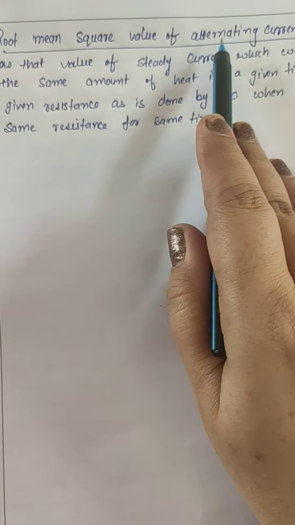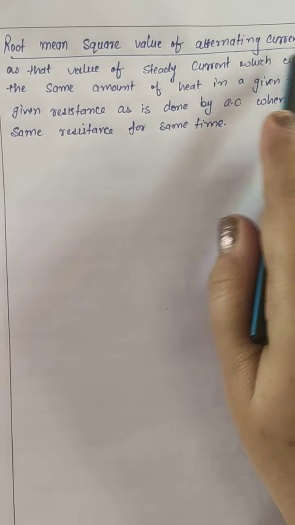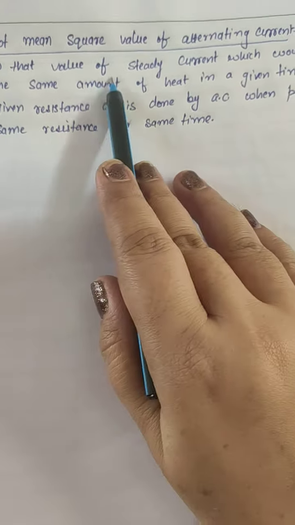Root mean square value of alternating current is that value of steady current which would generate the same amount of heat in a given time in a given resistance as is done by AC in the same resistance for the same time. Now my dear students, if you compare this statement, you will see how easy it is to learn the statements.